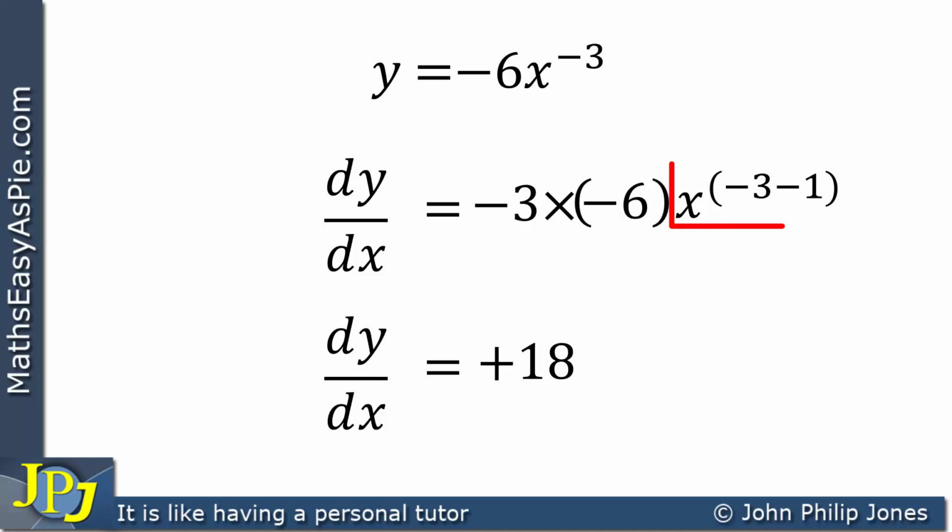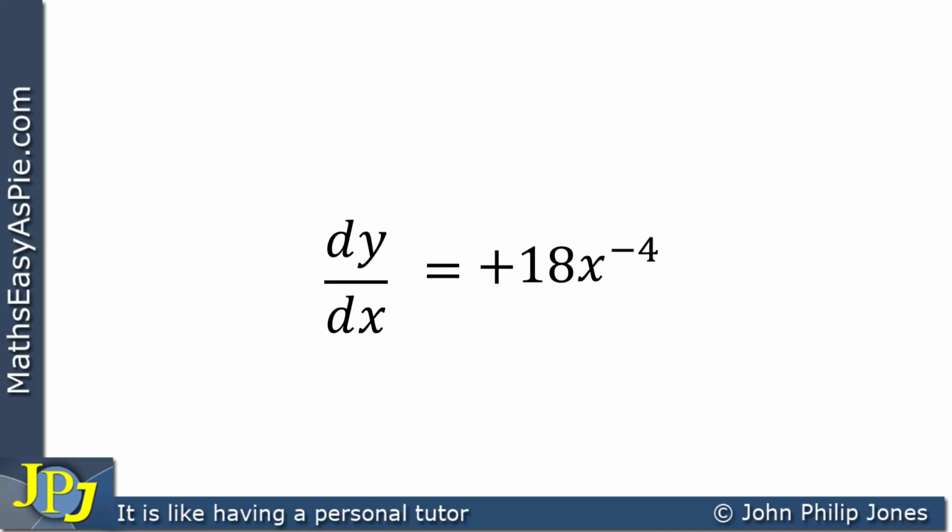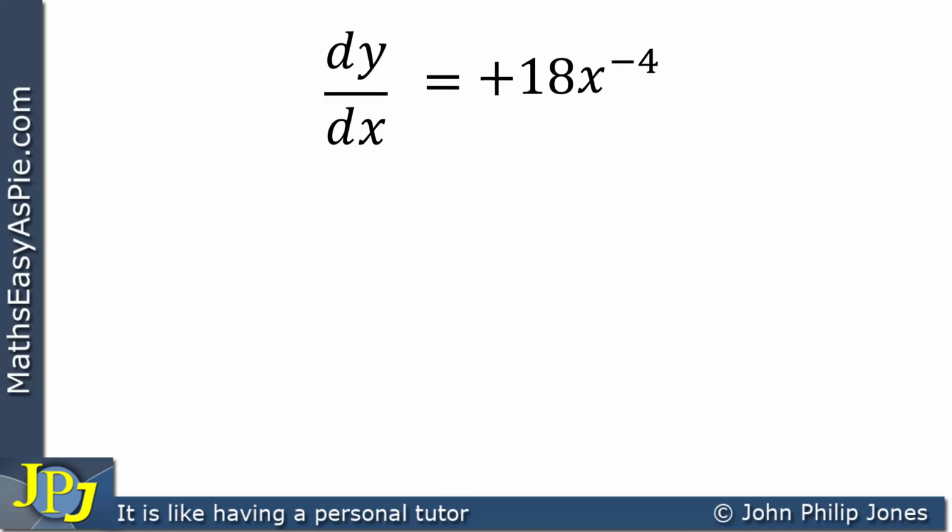We now consider this, which is x to the minus 3 minus 1. And of course, minus 3 minus 1 is minus 4. So what we end up bringing down is x to the minus 4. I'll now bring this to the top of the slide, and you can see I can write this down again as dy/dx equals.